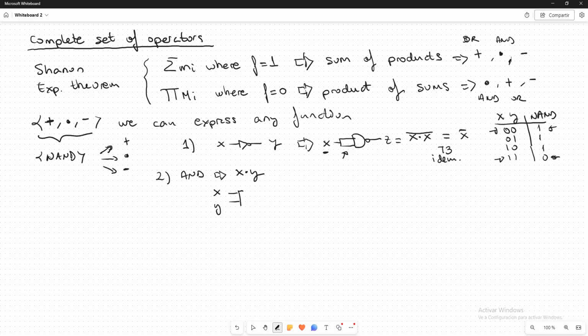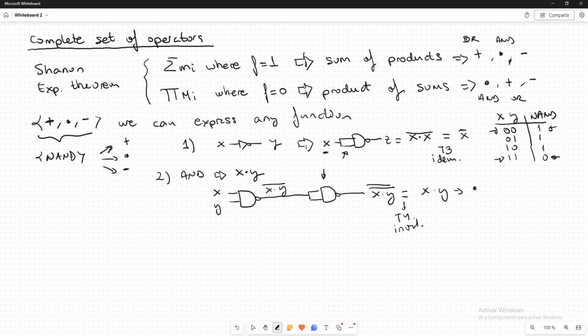If we connect X and Y to a NAND gate, we have this. If we connect this output to both inputs of another NAND gate, remember that this is like an inverter, we are going to have this. With theorem 4 of the involution law, negating twice is like not negating. So this is the logic product. So just using NAND gates, we have reached the AND operation.